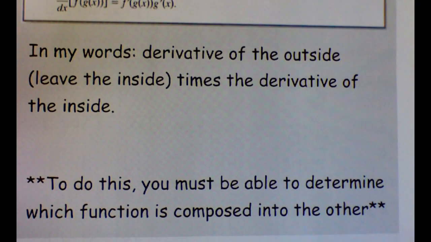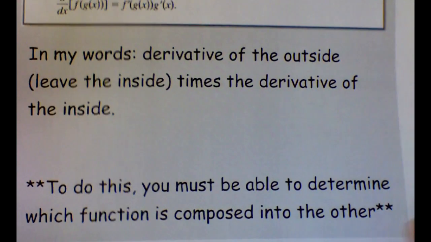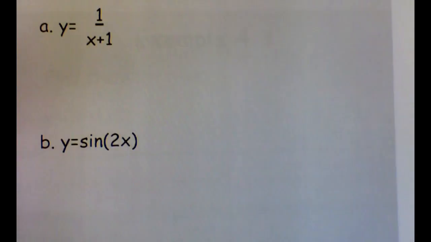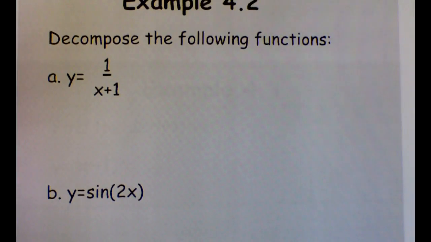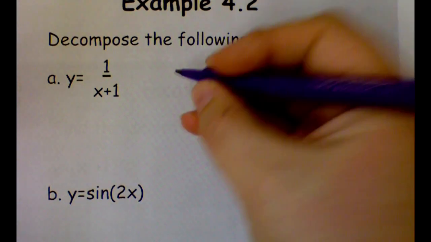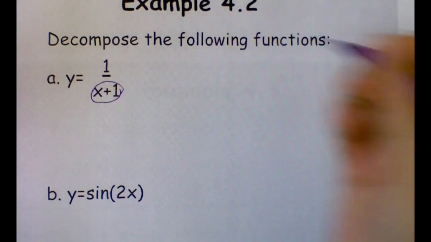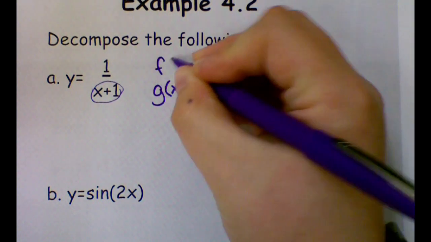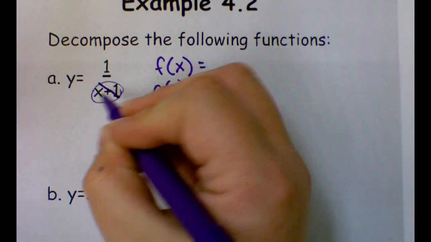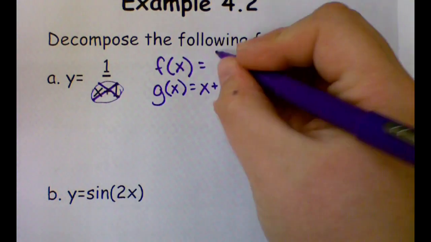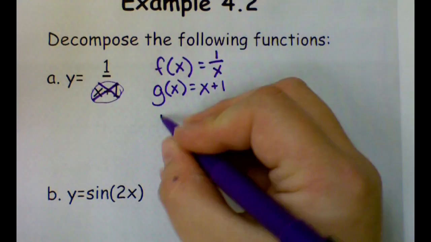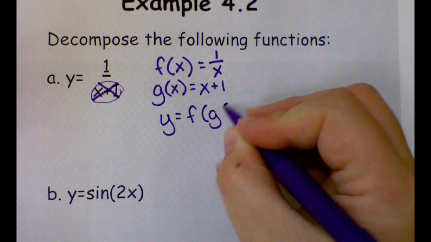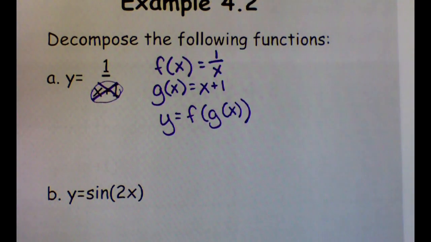To do this, you have to be able to determine which function is composed into the other. So that's where we're going to start. We're going to decompose some functions. I need to figure out which function is inside and which function is outside. So for y equals 1 over x plus 1, the inside function would be this x plus 1. So we'll call that g of x. My f of x function is going to be what's left if I made that just an x. That will be 1 over x, so f of x is 1 over x. And that means that y is f of g of x. We figured out our inner and outer functions.